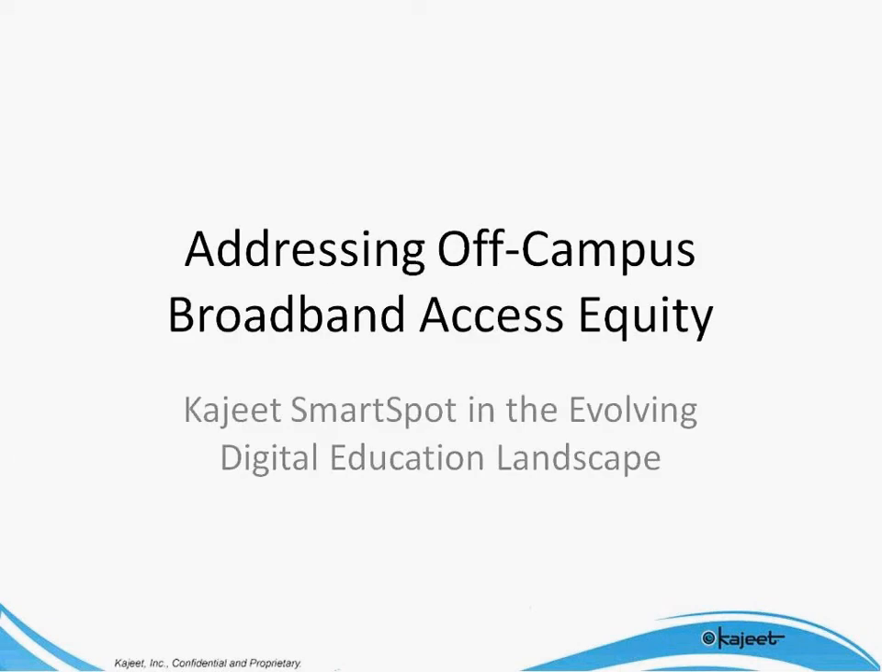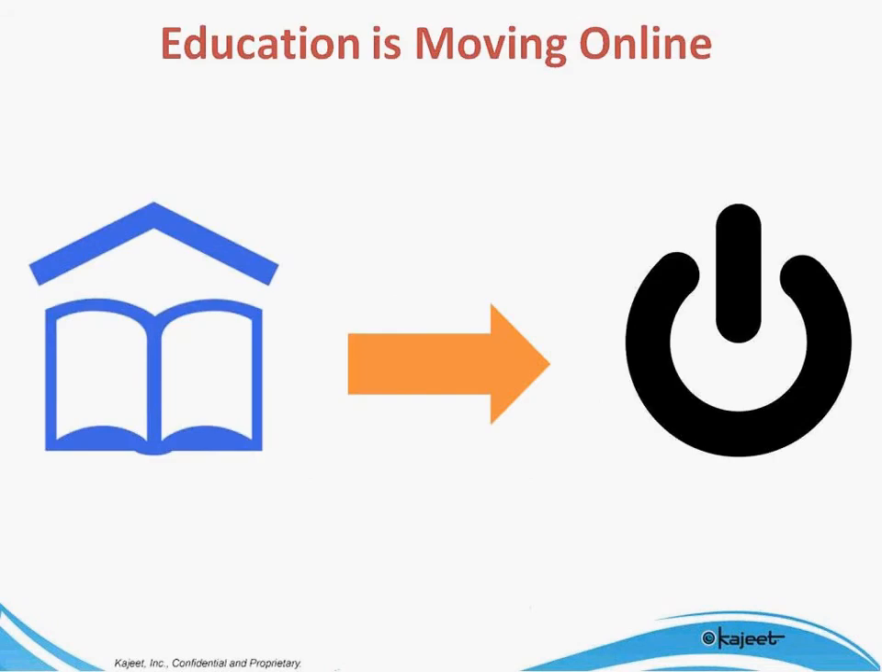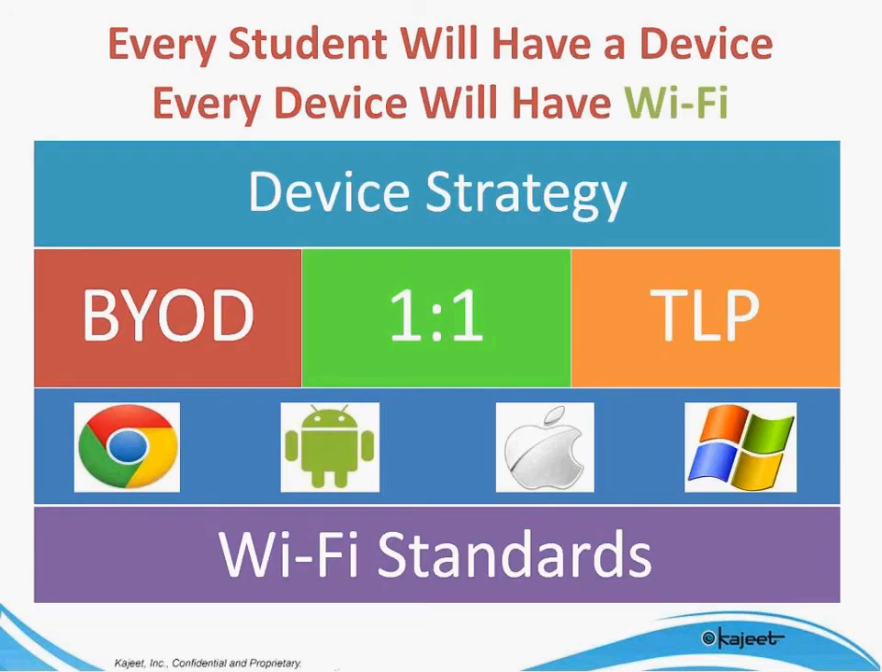So, talking about what Kajeet is doing to address the campus broadband access gap, so the access equity component that we discussed earlier. A solution called the Smart Spot. So let's talk about what the Smart Spot is doing. As education is moving online, the pace of moving online is a bigger and bigger challenge for schools to make sure all students have equal access to resources and that families have access to communicate with the schools via online mechanisms.